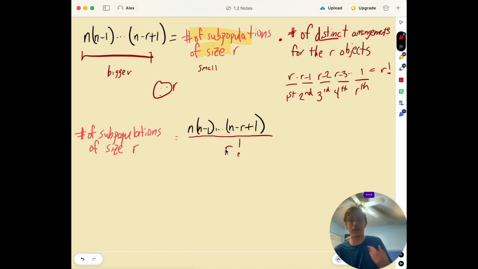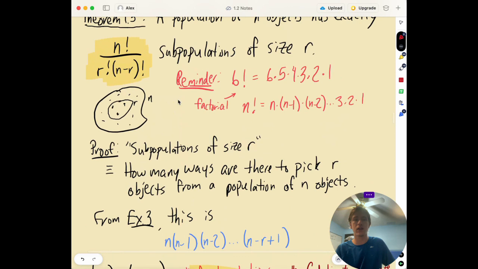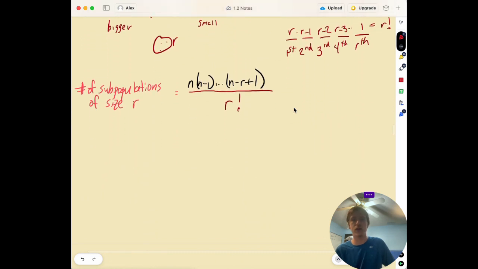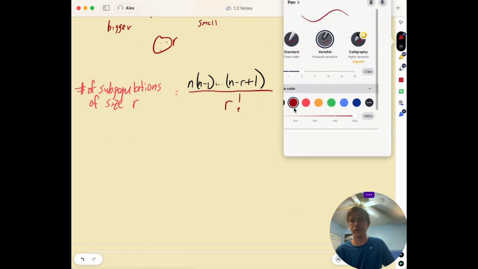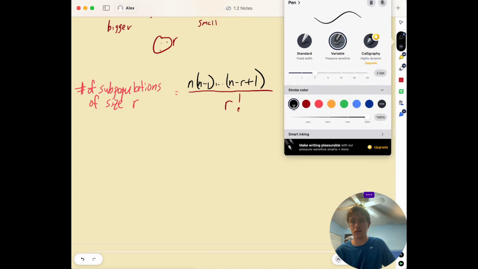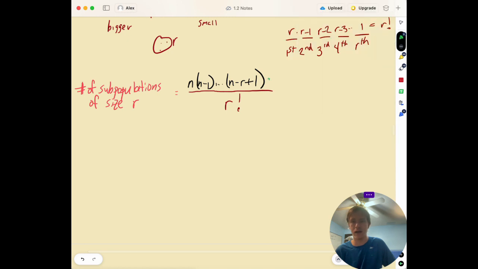Okay, and everything I do from this point on is just rearranging this so that it looks like this highlighted portion, which is what we're trying to prove. So let's see if we can mess around with this. The first thing I note is that I'm going to multiply the top and the bottom by n minus r factorial.